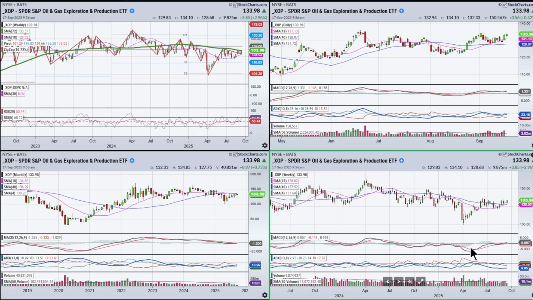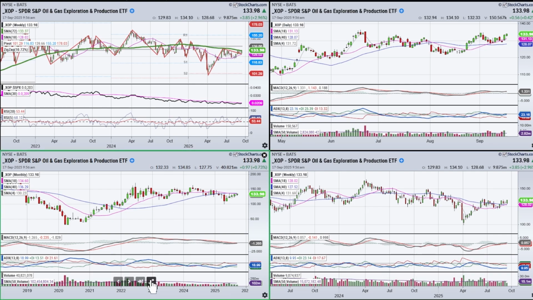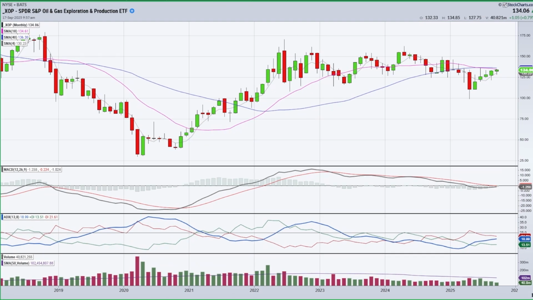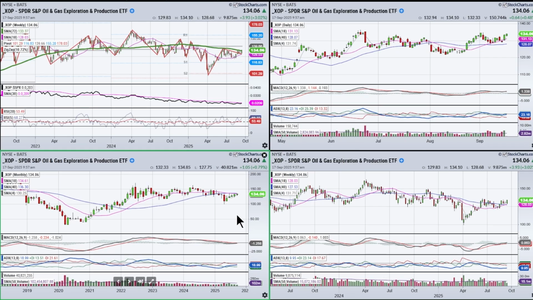All right, look at XOP. I think this is really interesting as well. We had an undercut pattern here, which means we undercut a key support level with this red bar to the downside, and then immediately reversed back up. Now, what we've done is we're working this sideways pattern right below these moving averages. So we really are looking for, I would say, a break above this prior high.